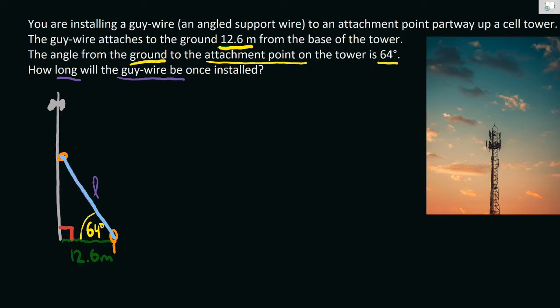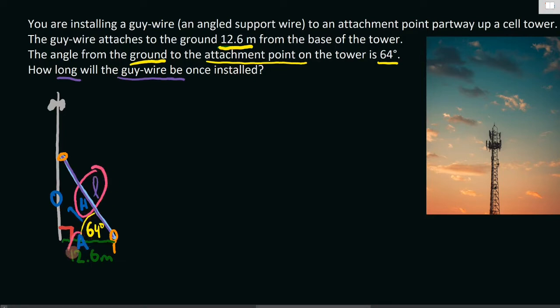Let's solve this. So across from a right angle is our hypotenuse. Across from the angle we know is the opposite. And then the last side down here is our adjacent. So the two sides we care about are the hypotenuse and the adjacent. So hypotenuse and adjacent makes this a CAH question. CAH. Sorry, I didn't pronounce the H.